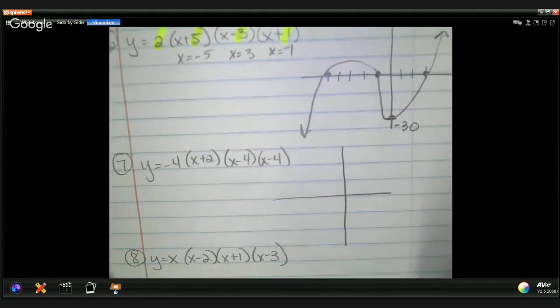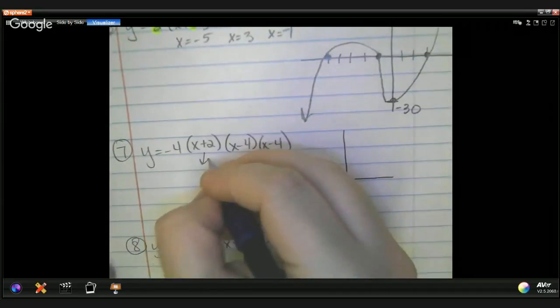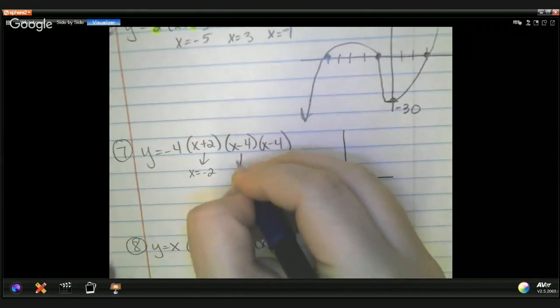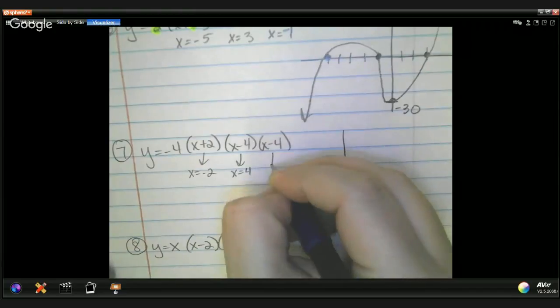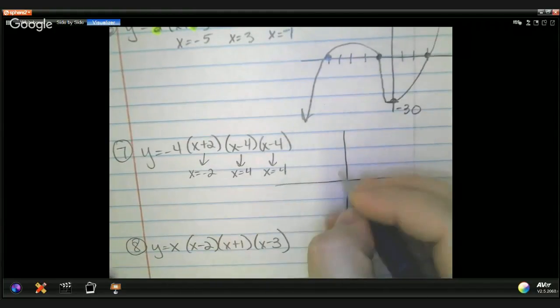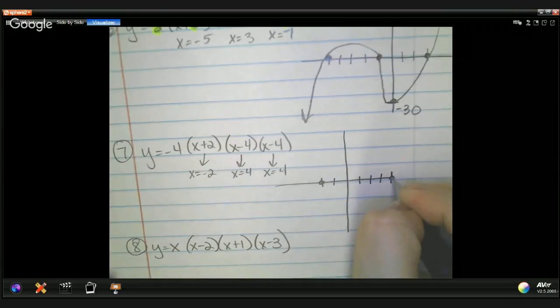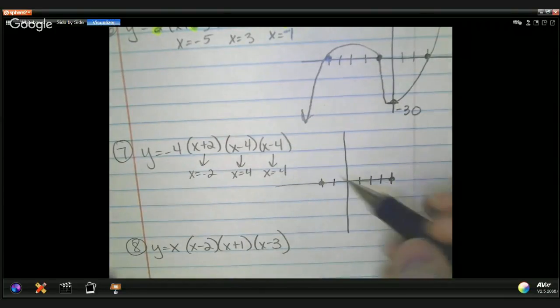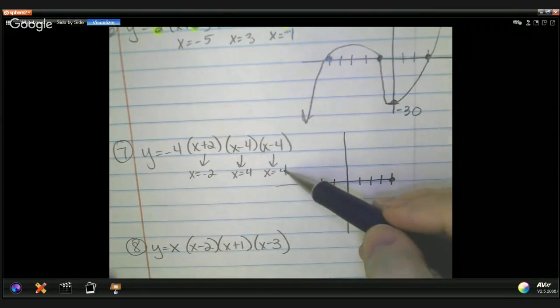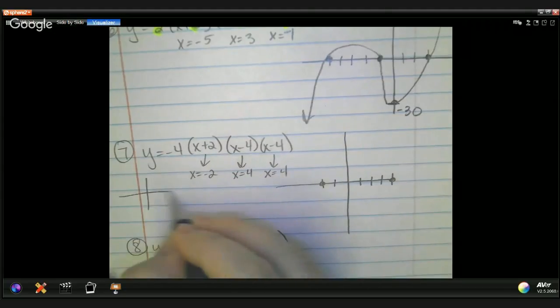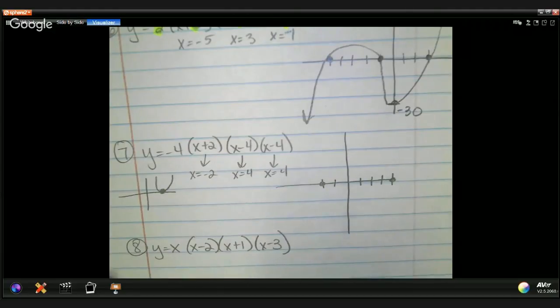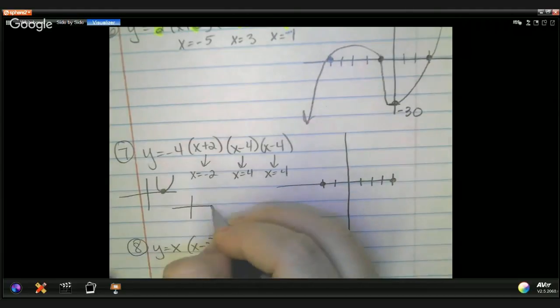Okay, for number 7, I have an x at -2, an x at 4, and another x at 4. Now, I have the same answer twice. When I have the same answer twice, what that means is that it touches at that one spot. So it's either going to be above it or it could be below it. It just depends on the curve.